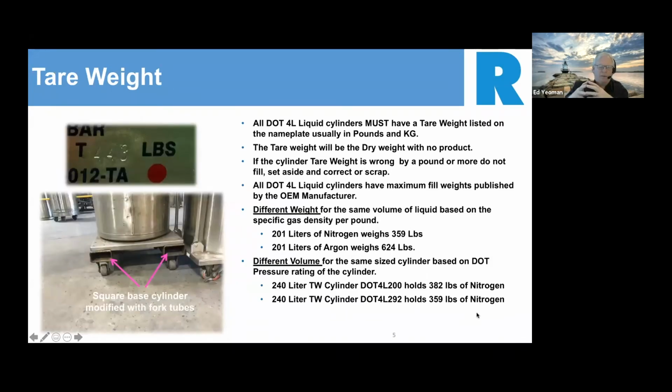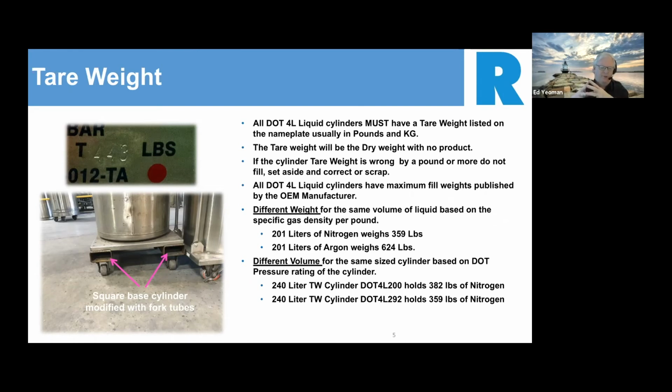Talk a little bit about tare weights. On that nameplate that we had shown you in the previous slide, there will be a weight stamped on there. That is the dry weight of the cylinder. And that cylinder weight should be pretty accurate when you throw it on a scale. Should be within a few pounds.